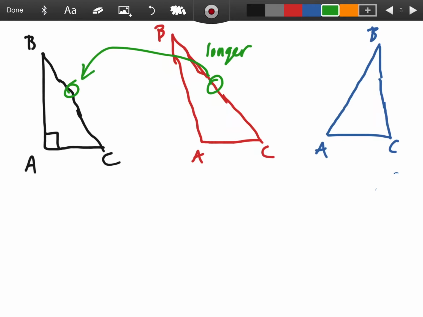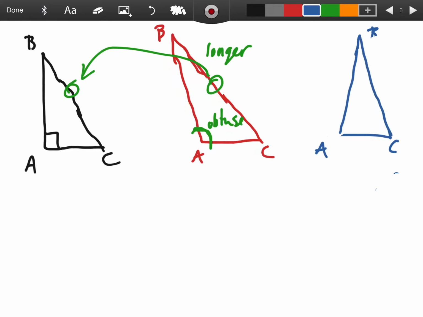The only difference being this angle is greater than 90, so that's obtuse. And for the last one, BC is still our longest leg, maybe. Here, let's try and make that look a little bit better. Let's say we go here, here. So BC is still our longest leg. However, it looks like it's shorter than in the red as well as in the black. And now we can see that angle A is actually acute. So our largest angle is acute. That's an acute triangle.